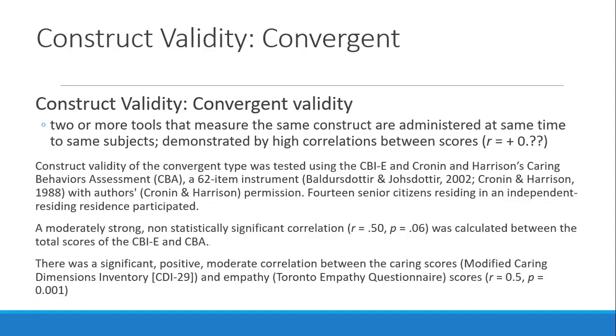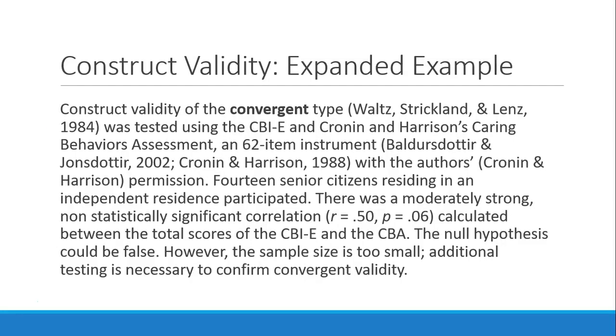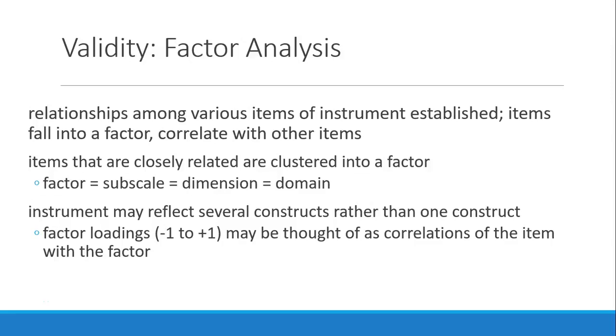Another example in relation to the modified caring dimensions inventory and the empathy inventory, the Toronto Empathy Questionnaire, also a moderately strong correlation, and this is another example of convergent validity. An expanded example is seen in the testing out of the CBIE and the CBA. So this was what was reported in the actual study, but pointing out also that the sample size was too small.